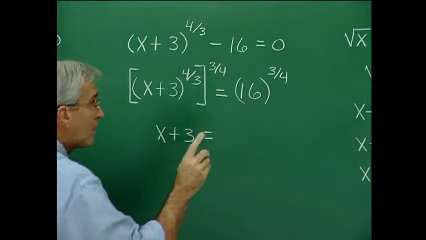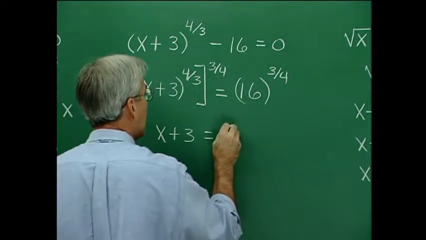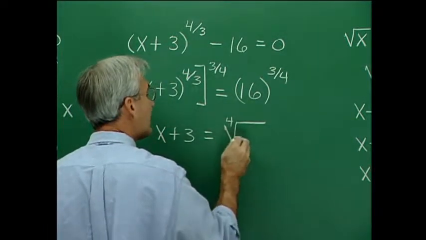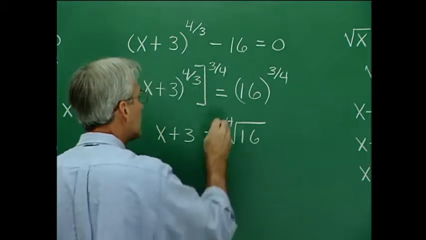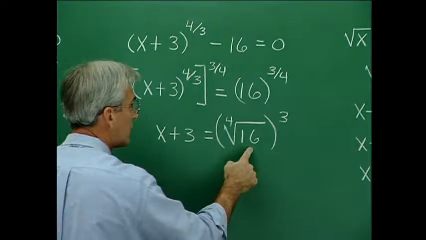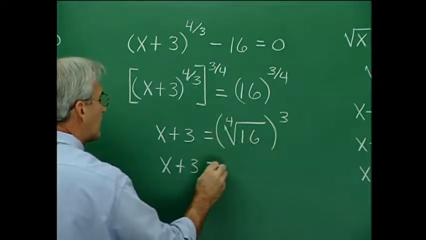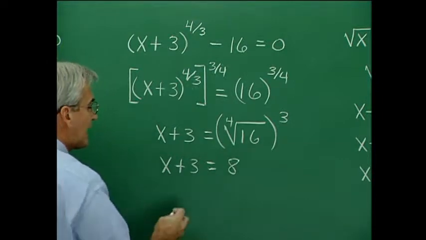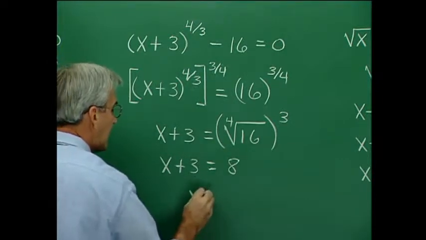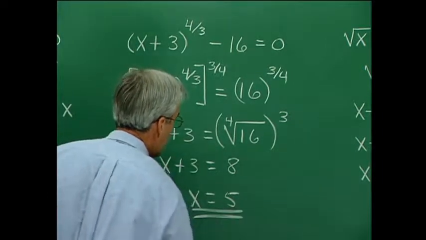On the right, though, we have the 4th root of 16 cubed. Now, it's more prudent, if we can do so, to take the 4th root first and then do the cubing. You see, we're going to look at it like this. 4th root of 16 is 2. 2 cubed is 8. So x plus 3 equals 8, and then we subtract 3 on both sides to find x to be 5. Now, it's important again to check that solution.